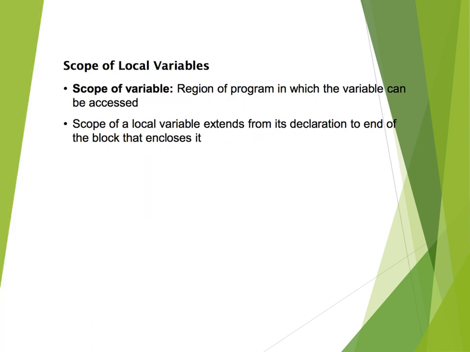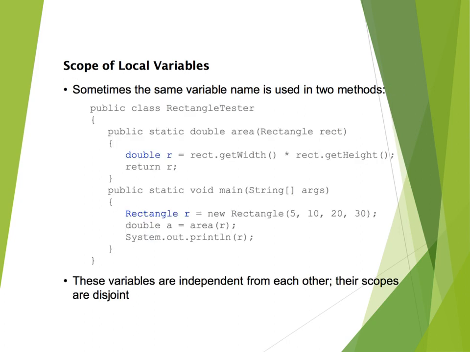Finally, at the end of this lecture, I'm going to talk a little bit about the scope of local variables. Basically, the scope of a variable is defined as the region of the program in which the variable can be accessed. So, by this definition, the scope of a local variable extends from the line that you declare it until the end of the block that encloses that variable.